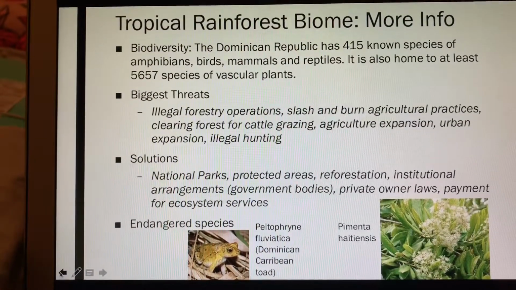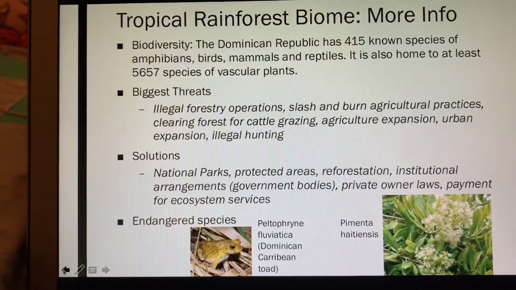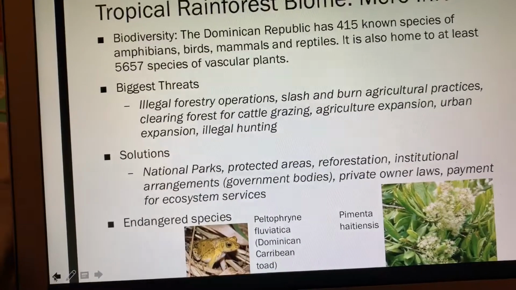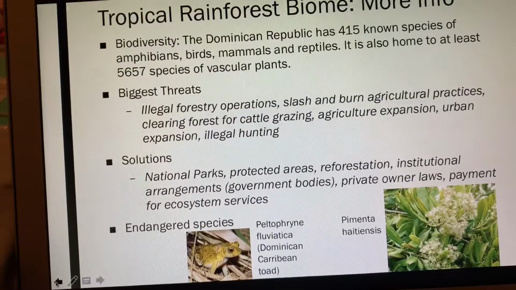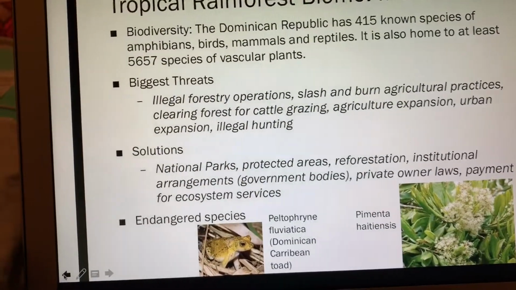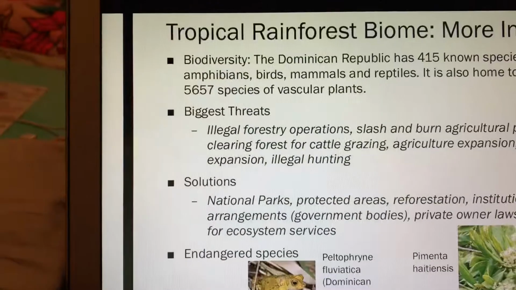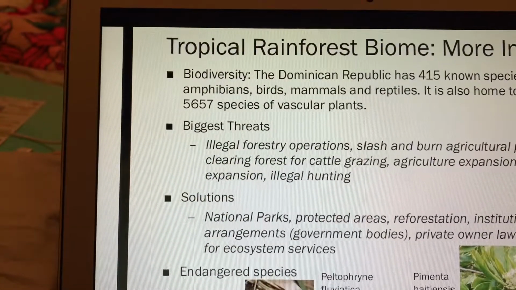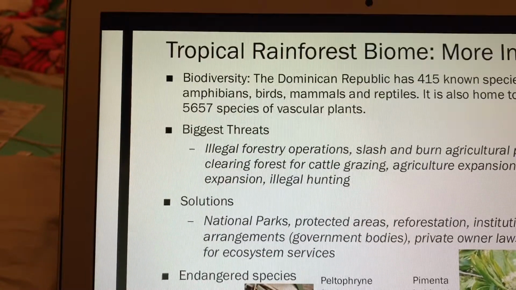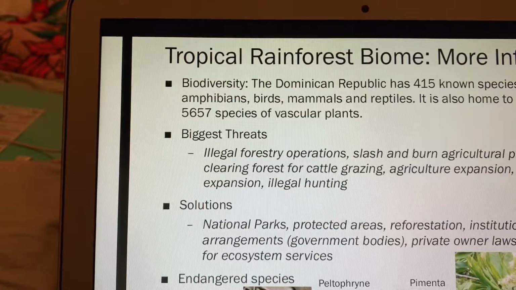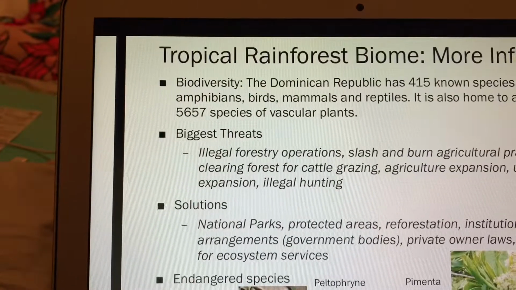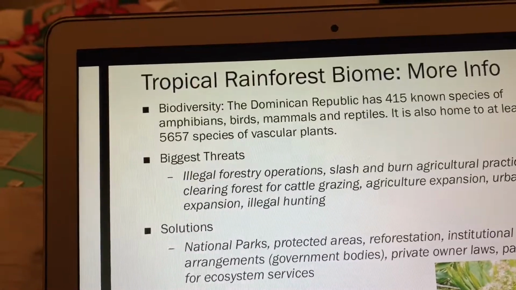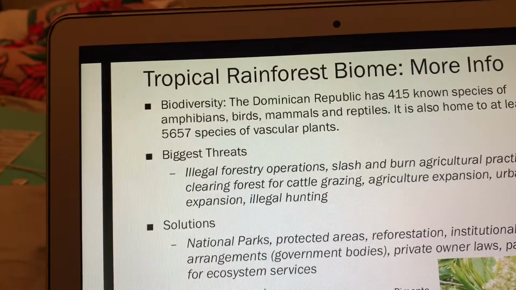Private owner laws, so private owners are required to conserve their forests if they have land that is forest. And payment for ecosystem services, PES. So private owners of land must ensure forest is conserved. All properties must be registered in the public forest register to gain incentives created for forest conservation. And that is the pilot project for the payment for ecosystem services.